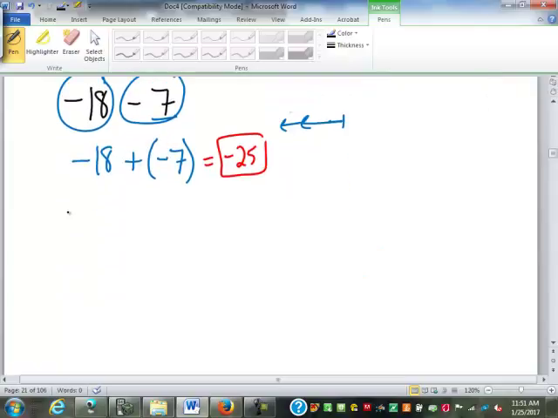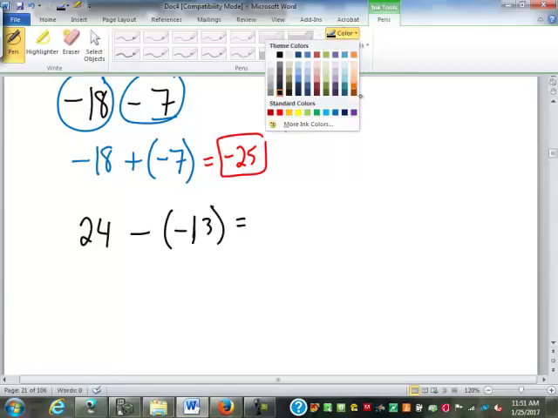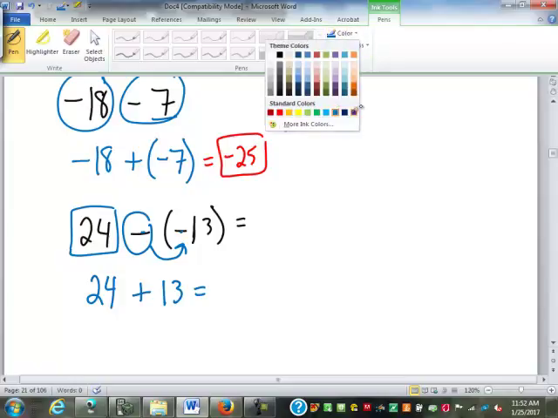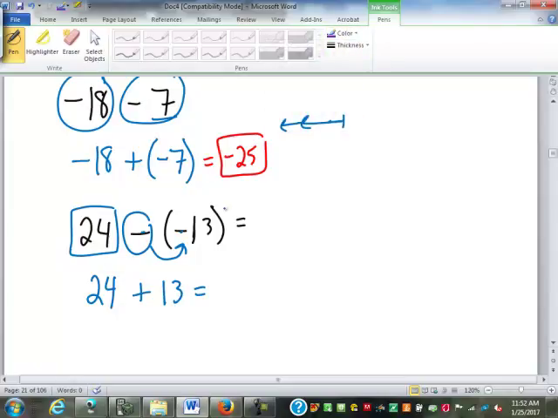Probably the most confusing example of this might look like this. 24 minus a negative 13. So again, that first number is not changed. The 24 is just a 24, period. Minus a negative 13. Well, the subtraction becomes plus the opposite of that number that follows it. The opposite of negative 13 is 13, the positive 13. So 24 minus a negative 13 is just 24 plus 13, or 37.